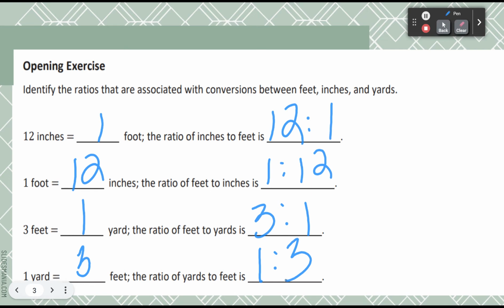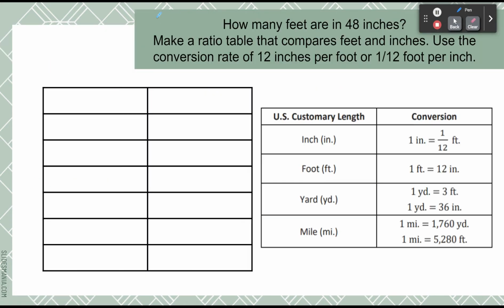So now you can see we're looking at feet to inches and yards to feet. So we're going to see some other connections here with our conversions. Taking a look at your notes, we are going to determine how many feet are in 48 inches. So we're working with that feet to inches or inches to feet conversion. And we're going to make a ratio table that compares feet and inches. It says use the conversion rate of 12 inches per foot or 1/12 of a foot per inch. So on your paper, we are going to compare inches and feet.